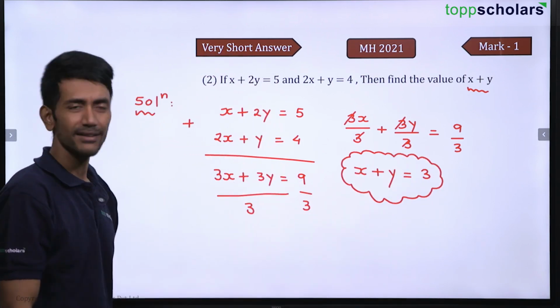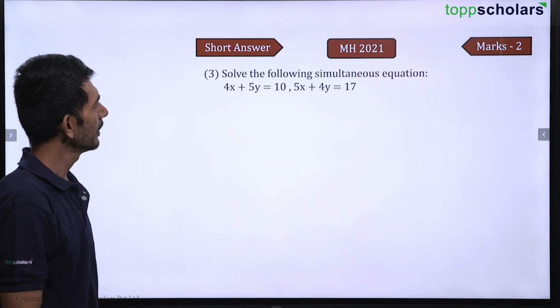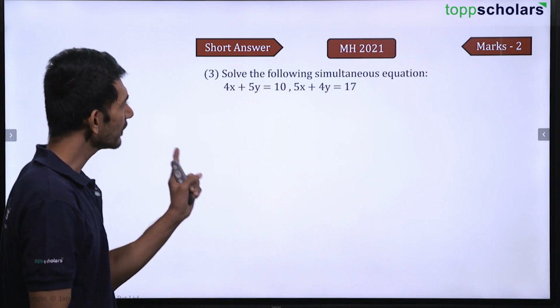Right? So 3 is the final answer of x plus y. Simple. Now the question says solve the following simultaneous equations. Now observe again the pattern.